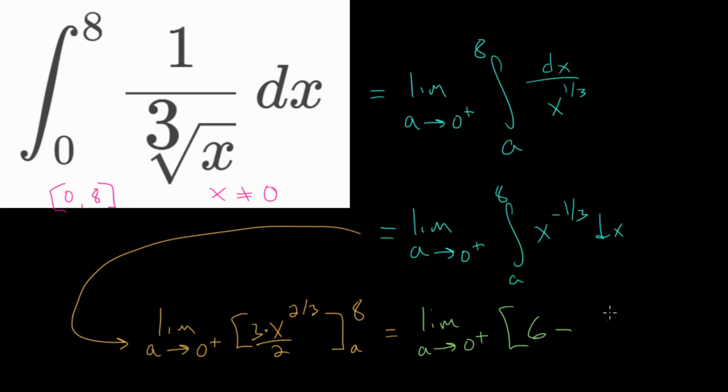And then we subtract this expression evaluated at the lower bound, which is a. We have 3 multiplied by a to the 2/3 power, all divided by 2. And at this point, we can actually evaluate this limit. As we let a approach 0 from the right-hand side, a to the 2/3 will approach 0. And then we'll have 3 times 0 divided by 2, which is just 0. So this looks to be just 6 because this expression tends towards 0 as a gets closer and closer to 0 from that right-hand side.